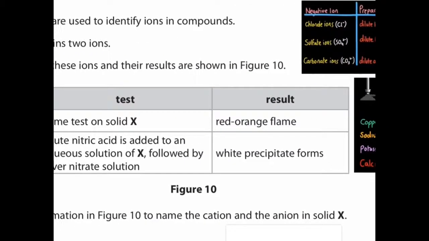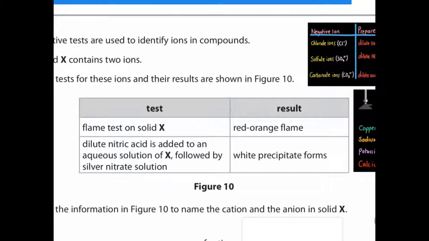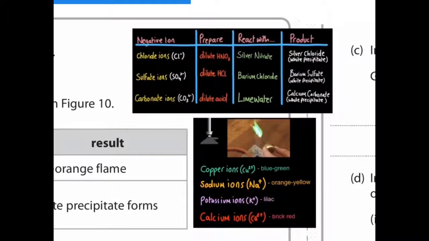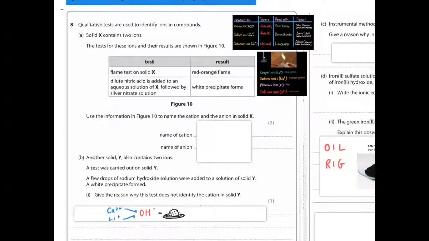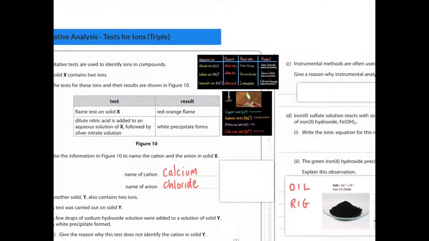And finally, a white precipitate forms when you add nitric acid followed by silver nitrate. So silver nitrate, it's just a matter of memorising this really, three things here. Silver nitrate is used to detect chloride ions. When it reacts with chloride ions, and you prepare it by adding nitric acid, HNO3, the silver bonds with the chloride ions to form silver chloride, and that is the white precipitate. And so this is just a matter of memory. You'll get calcium chloride. I would actually just memorize that table, it's very useful.